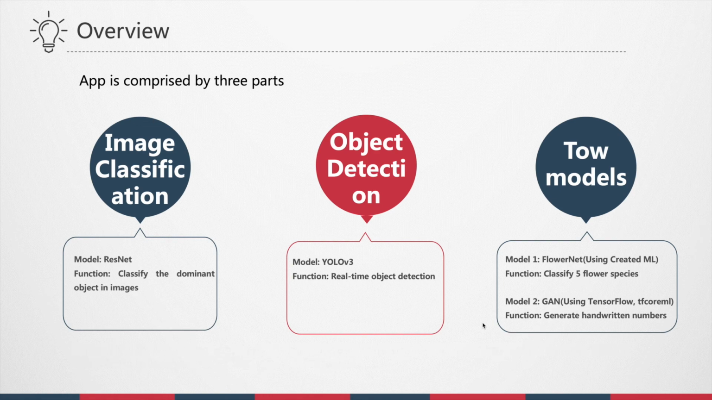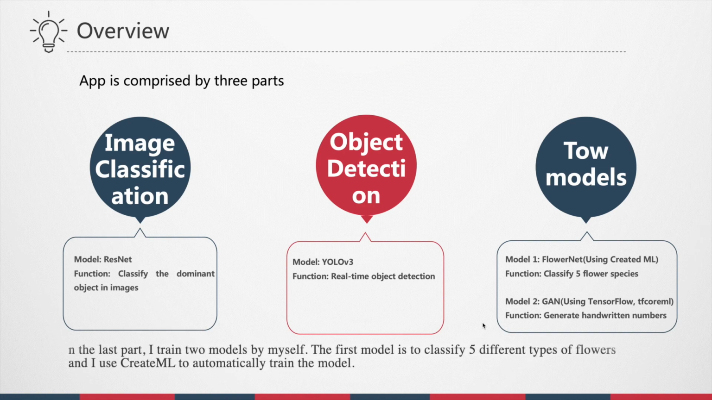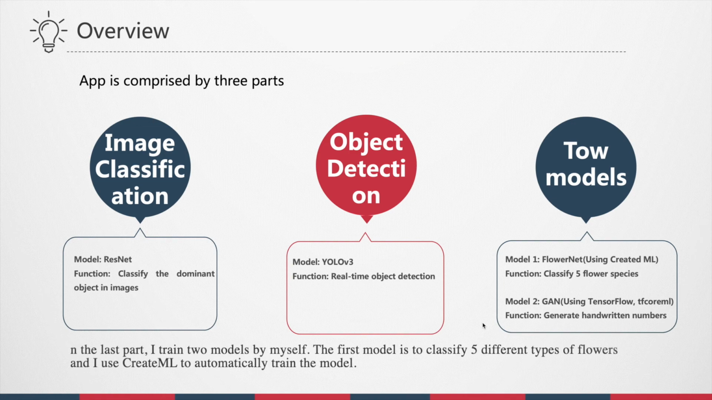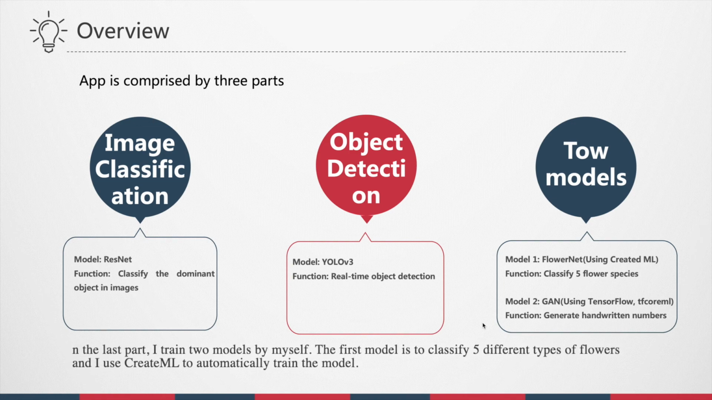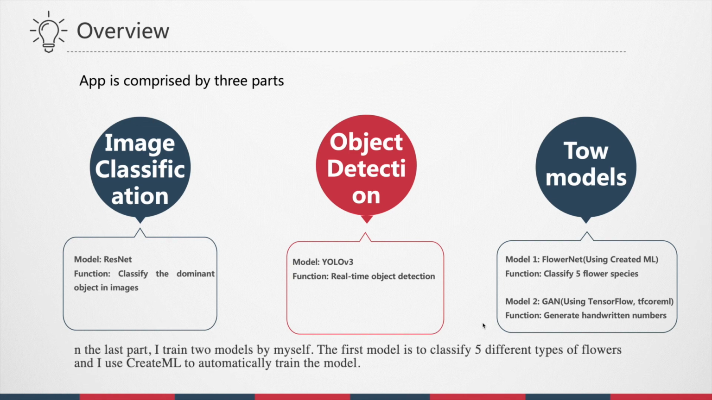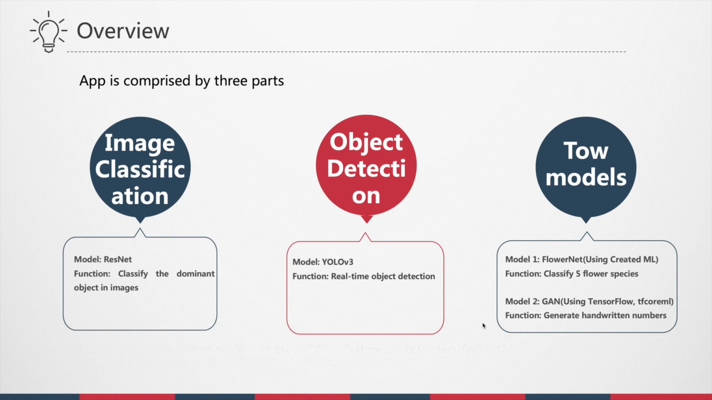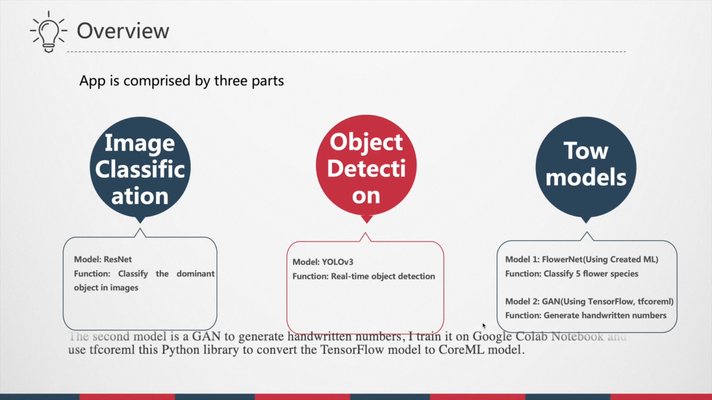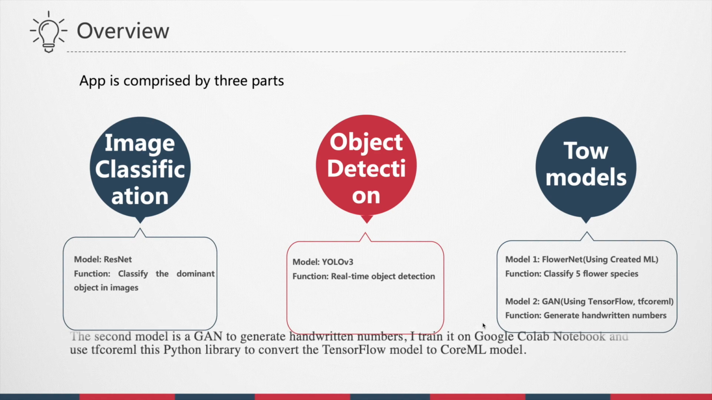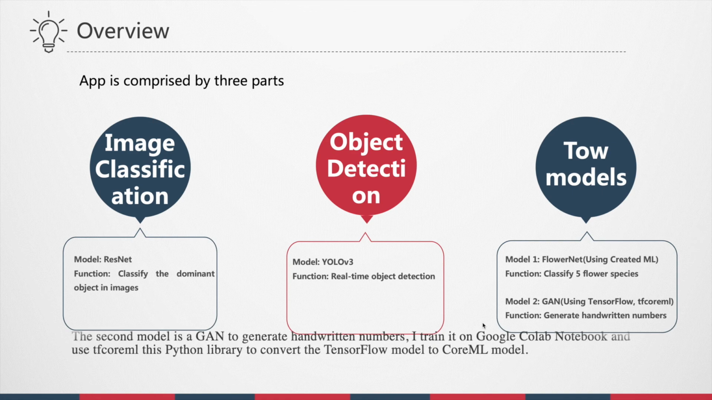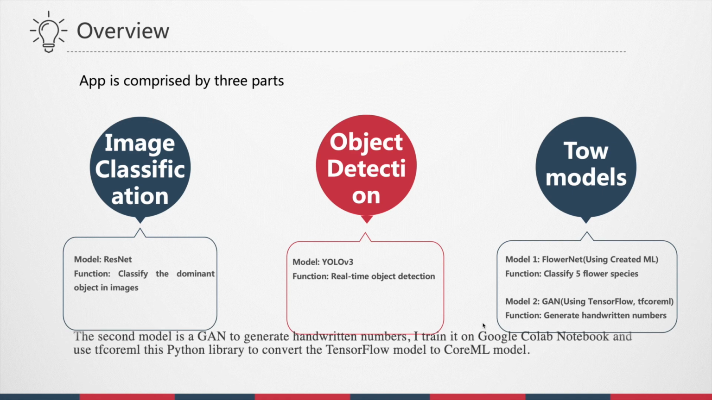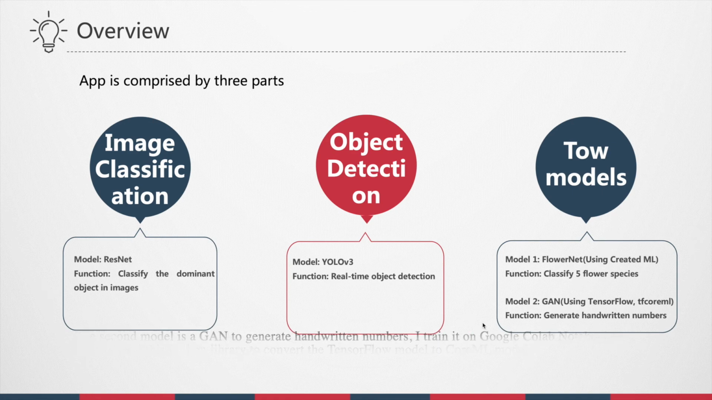In the last part, I trained two models by myself. The first model is to classify 5 different types of flowers, and I use CoreML to automatically train the model. The second model is to generate handwritten numbers. I train it on Google Colab Notebook and use TF-CoreML, this Python library, to convert the TensorFlow model to a CoreML model.